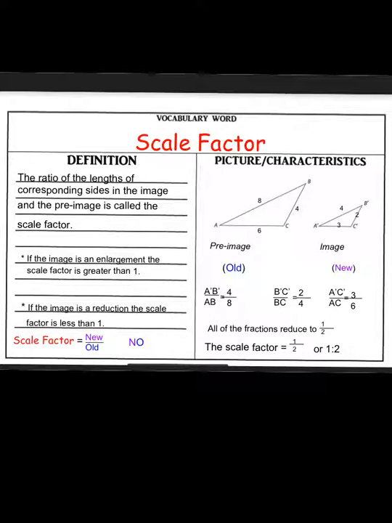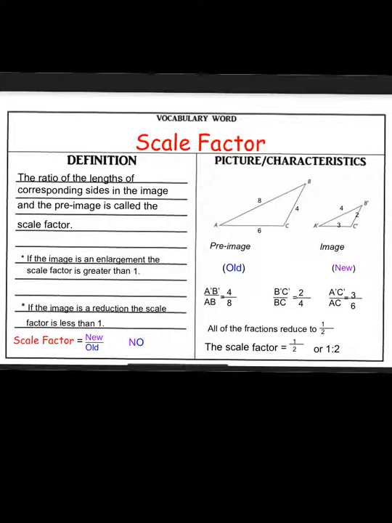Let's take a look at the example. My first image from left to right, I have triangle A, B, C, and this is the pre-image or the original. Also, for our purposes, we're going to put that in parentheses as the old. The image following to the right is triangle A prime, B prime, C prime. This is the result of the dilation. So this is my image, and in parentheses, the new.